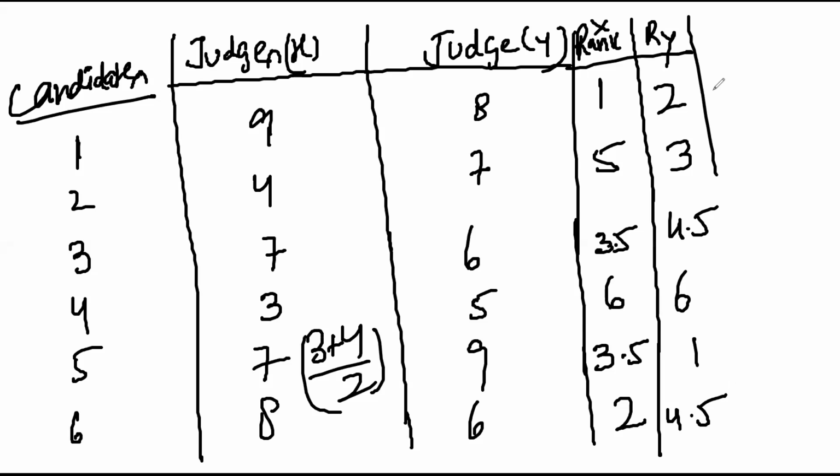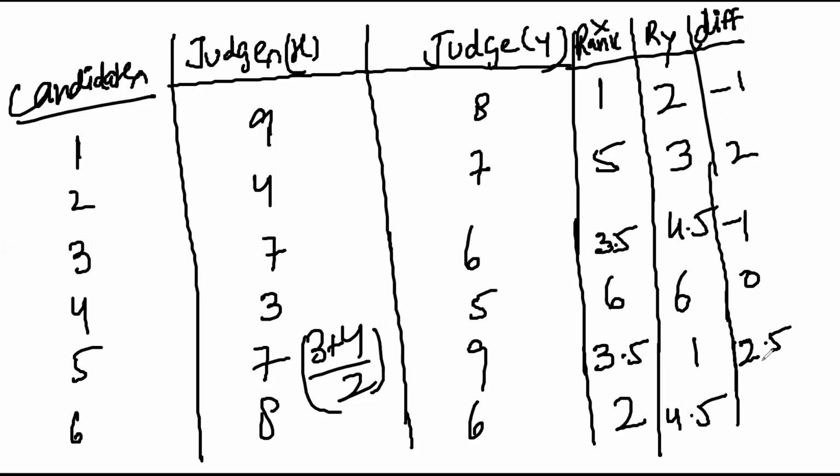So I gave the ranks to each participant, rank for X and rank for Y. Now the next step is the difference. Difference between ranks, X minus Y: 1 minus 2 is minus 1, 5 minus 3 is 2, this is minus 1, 0, 2.5, and this is minus 2.5. All right, and the next step is what?